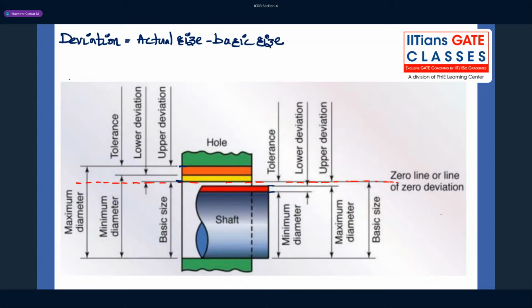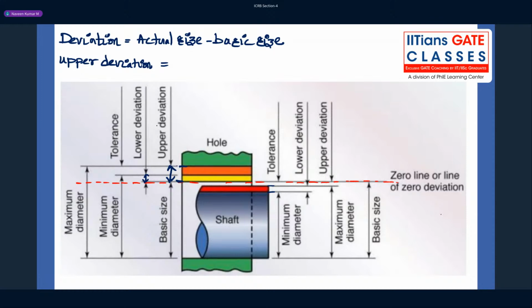Another thing is upper deviation. Upper deviation is nothing but the algebraic difference between the maximum size and the basic size. So for anything, hole or shaft, you take the maximum size and the basic size. You see the upper deviation, this is the distance. This is the upper deviation for the hole, and this is the lower deviation for the hole. Upper deviation, what is the formula?